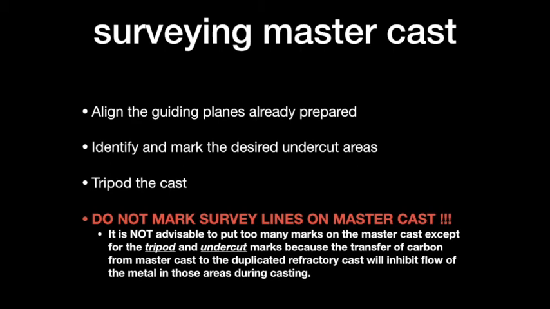But before you send the master cast to the lab technician, you have to verify again. Sometimes maybe you wanted to design an undercut in a specific location, but after you prep, you might lose it or your preparation is not accurate. That's why you still need to survey your master cast again. You want to align the guide planes you already prepared, then identify and mark the desired undercut area. Ideally, those undercut locations, guiding planes, dimensions, and alignment are the same as on the diagnostic cast. If not, you might need to modify your design or see how you can correct that.